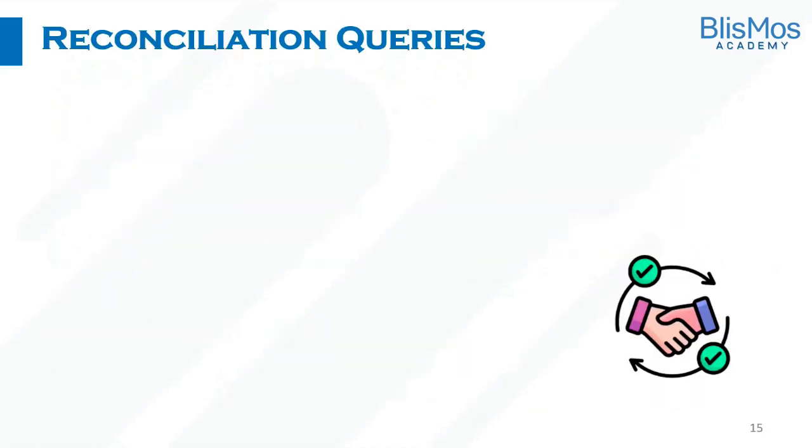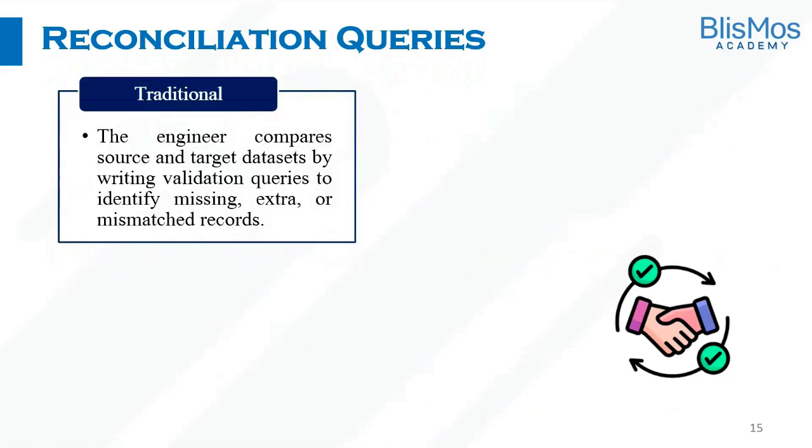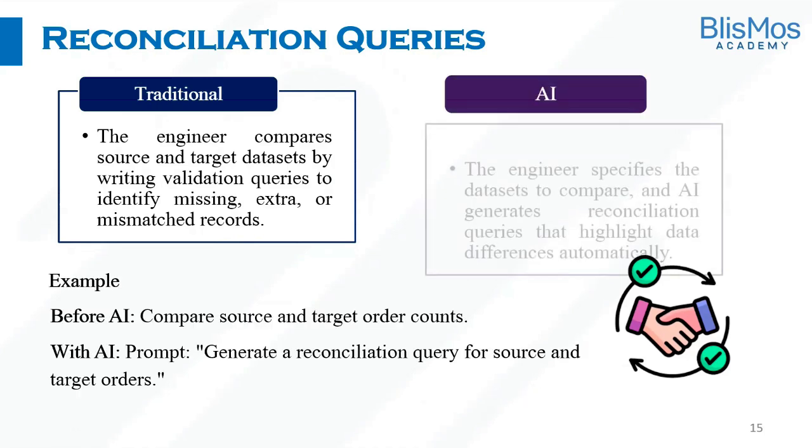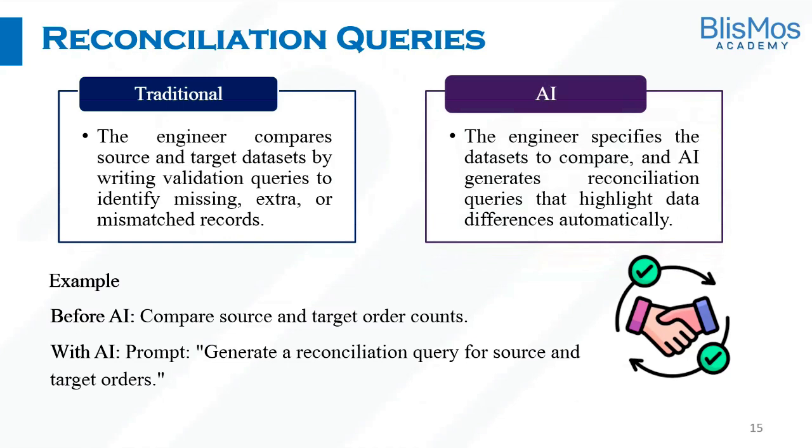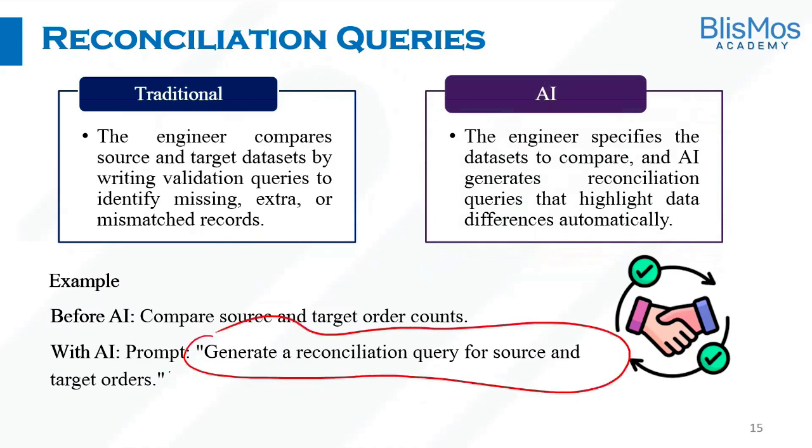Reconciliation of the data is one of the important aspects of data transformation. The engineer manually compares the source and target data sets by writing validation queries to identify if there is any data missing, any extra data, or any mismatched records. Instead of doing it manually, the engineer can specify the data sets they want to compare, and AI will generate the reconciliation queries that highlight the data differences automatically. For example, we can give a prompt: generate a reconciliation query for source and target orders. It will create a query which you can use.